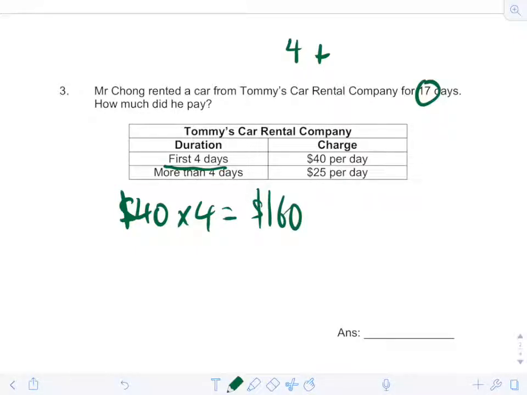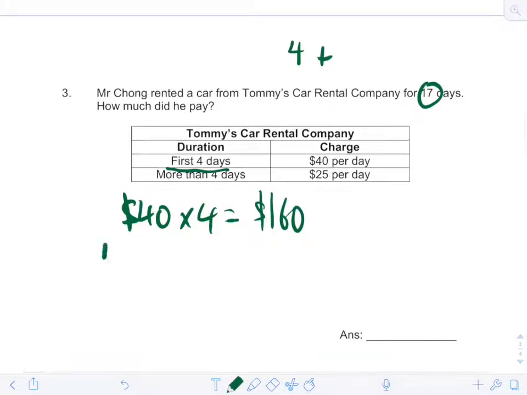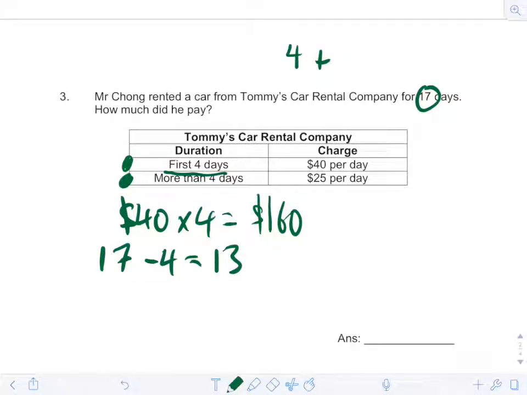That is 160. Now after that, out of the 17 days we have already used 4 days, so we minus 4. We get 13 days left. Because it's 13 days, we can't use this part anymore because they're not the first 4 days. They're after that, so we'll be using this part. More than 4 days, we charge at $25 per day, so we take the 13 remaining days times $25. We will get, let me press my calculator.